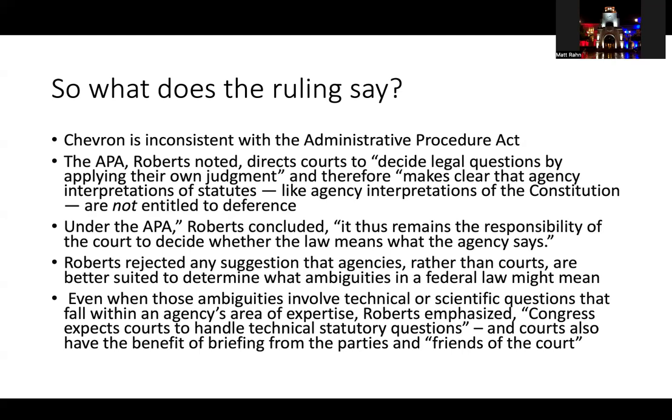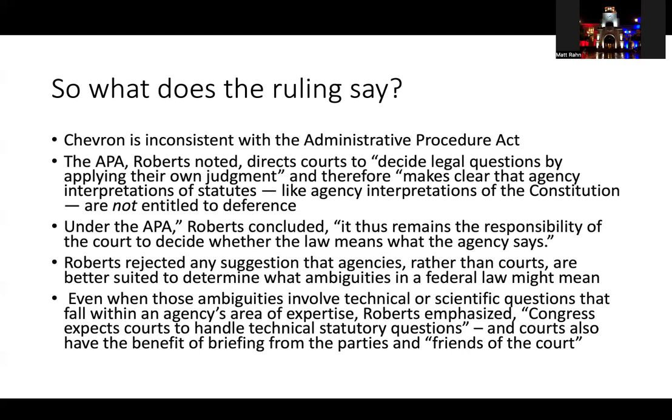Roberts rejected any suggestion that agencies rather than courts are better suited to determine what ambiguities in federal law might actually mean. And even when those ambiguities involve technical or scientific questions that fall within an agency's area of expertise, remember again, these are experts in their field. That's why they're there. Roberts still emphasized that Congress expects courts to handle technical statutory questions. And they have since they were established by the Constitution of the United States.